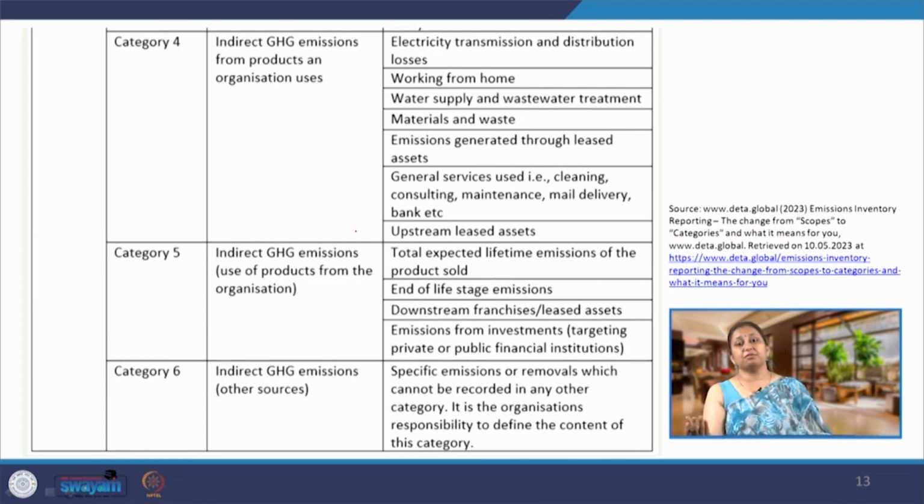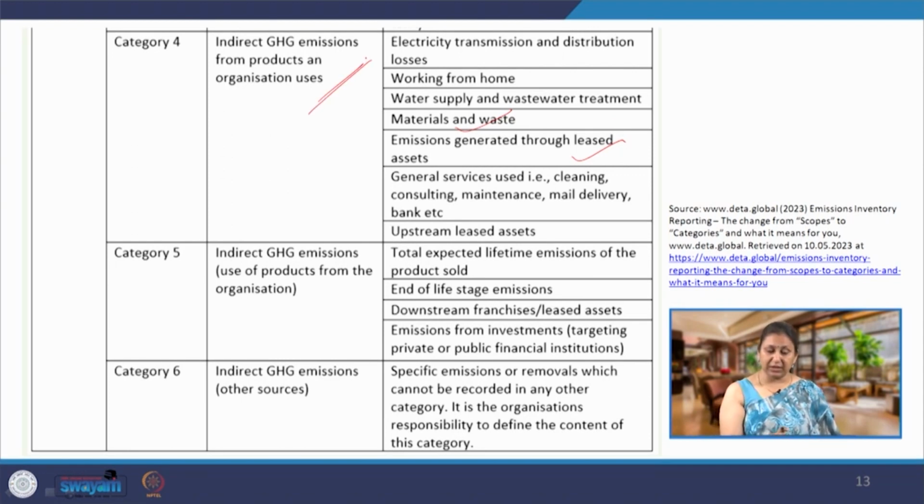For example, if we have a restaurant, the kind of food products that are going to be used, whether we are using more raw products or more processed products, that choice itself will be coming under this category 4 emissions. So, the emissions which are resulting from materials and waste that are generated through leased assets, working from home. So, if people are working from home and the offices are not working, even then the scope 3 emissions which are emitting from home because of the employee working from home will also be going into this category 4.